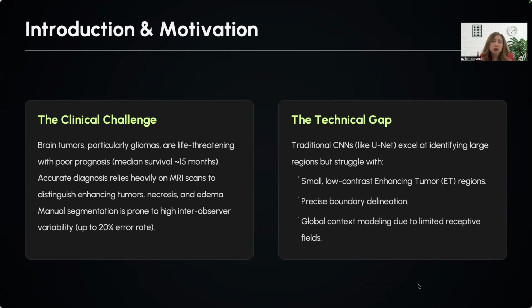Current automated solutions like the standard UNet face a technical gap. While they are good at finding large regions, they struggle with two things. The first one being small, low contrast regions, specifically the enhancing tumor. The second one being global context, because standard CNNs have a limited field of view.